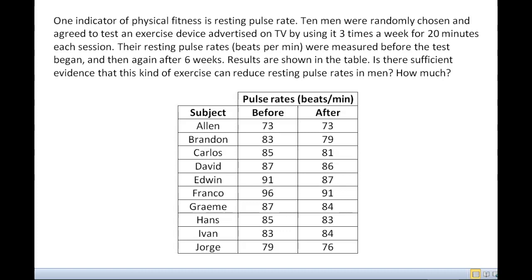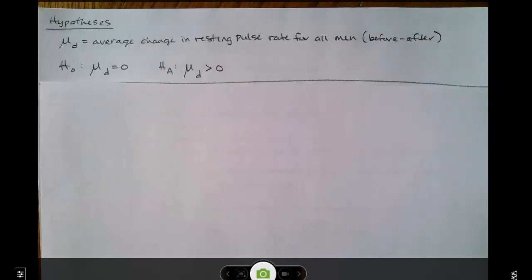In fact, what's happening here is that for each individual, we have a paired set of data. We have a before and an after pulse rate for each individual. So what we have here is a paired test, sometimes called a paired t-test, sometimes referred to as a matched pairs t-test, and you'll hear me use those terms interchangeably. So I'm going to walk you through the mechanics, top to bottom, from hypotheses to conclusion, for how to do a paired t-test.